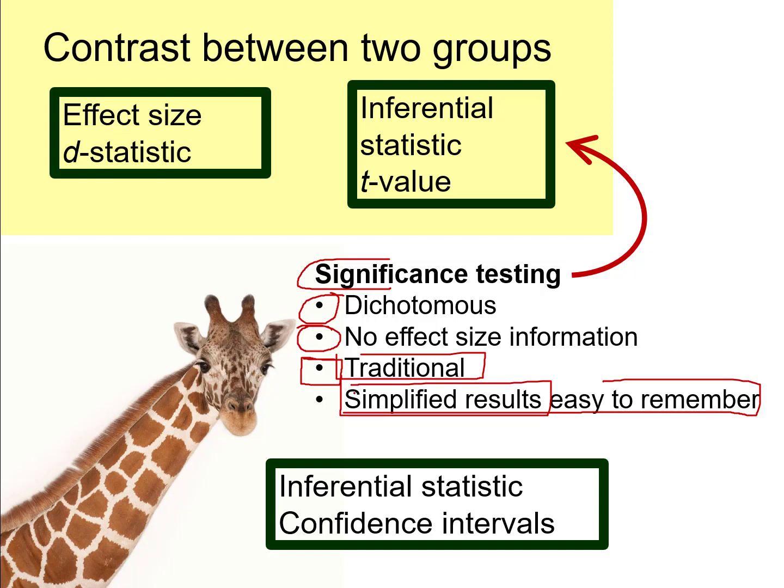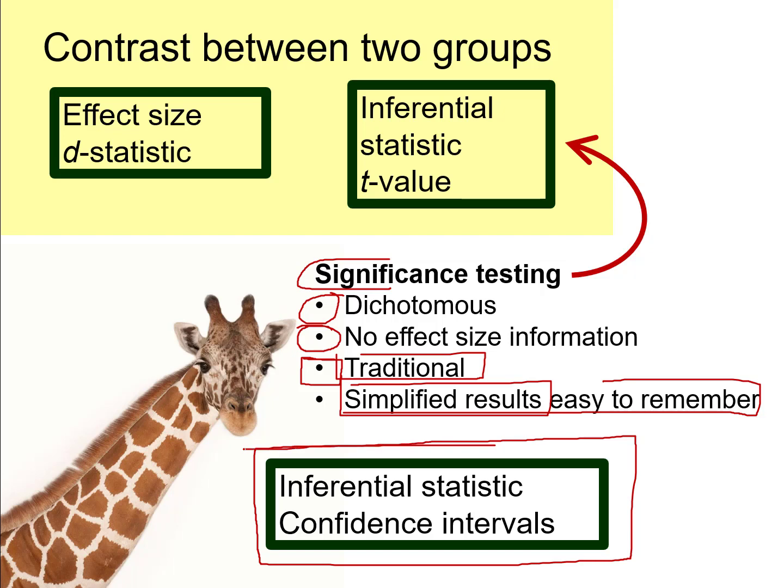But there is an alternative. We don't have to do significance testing. The other alternative to doing an inferential statistic is to do something called confidence intervals. So let's take a look at confidence intervals.